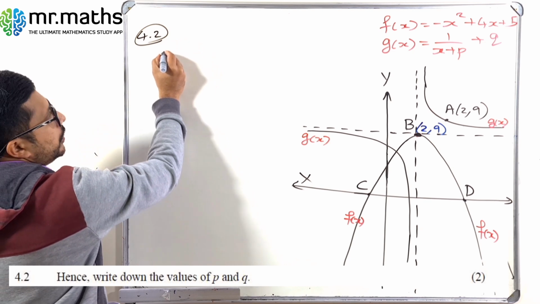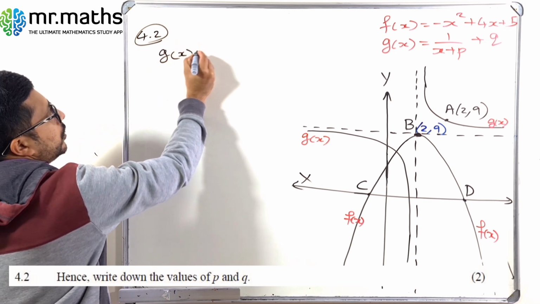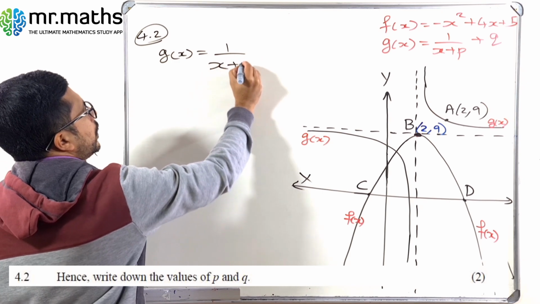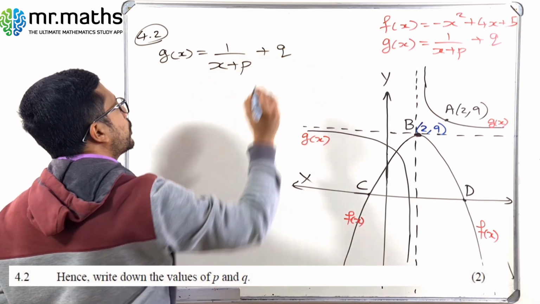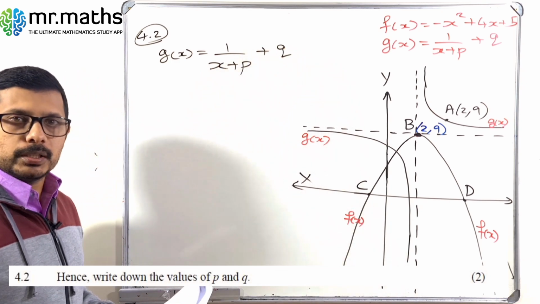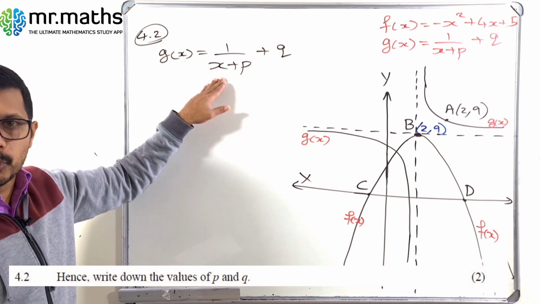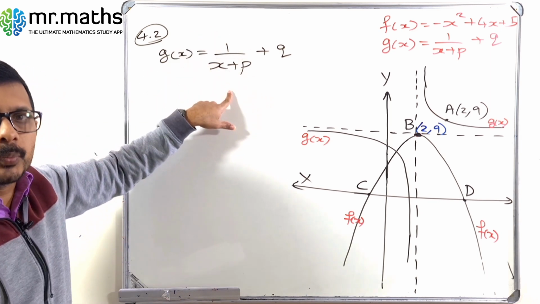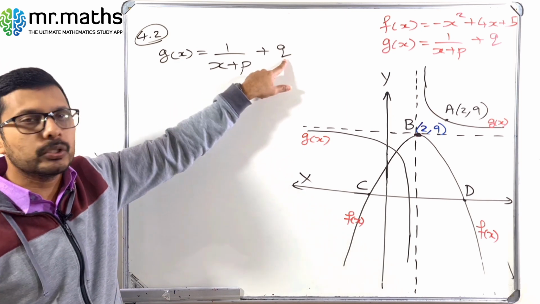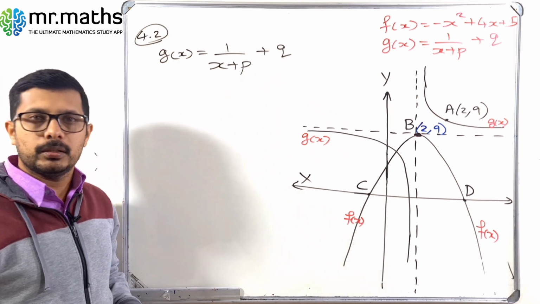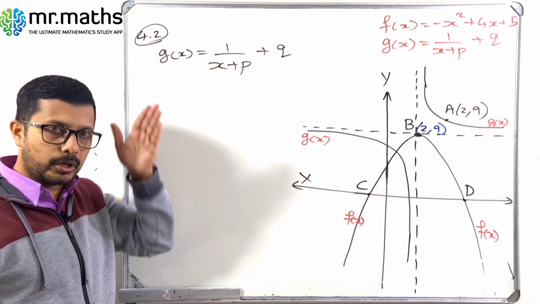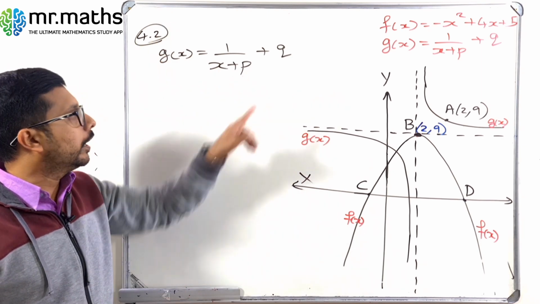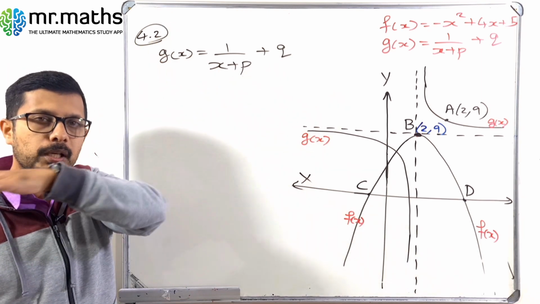What is g of x? g of x is equal to 1 divided by (x plus p) plus q. So what type of equation is this? This is a hyperbolic equation. Am I right? 1 divided by x plus p. And what do this p and q stand for? The asymptotes, the dotted lines. p gives the vertical asymptote and q gives the horizontal asymptote.